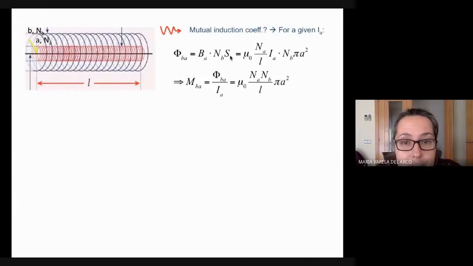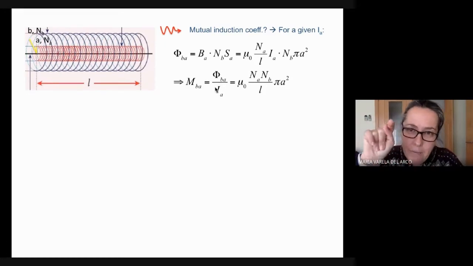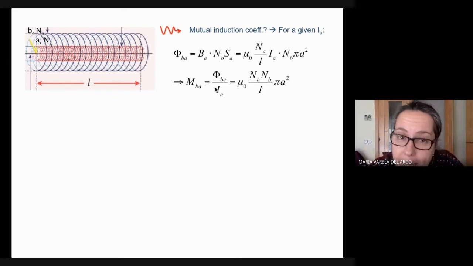Anyhow, the field in A is mu naught NA over L IA. This is the field generated by the primary, let's say the inner solenoid. And then here we have NB times the surface, right? So now if I want to calculate the mutual induction coefficient, it will be this flux over the intensity of whom? Of the primary, the inducting circuit. This is A, so over IA, and this is what we get.